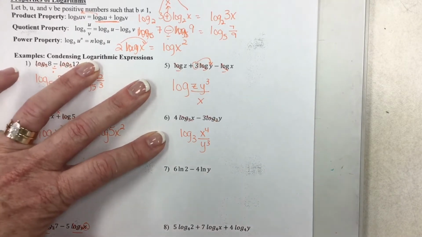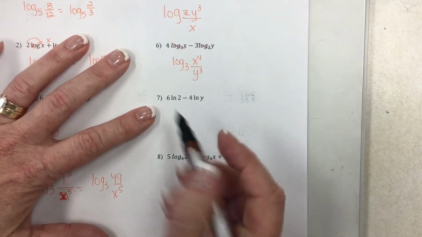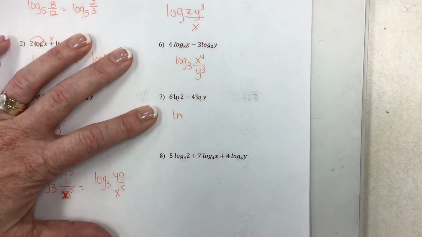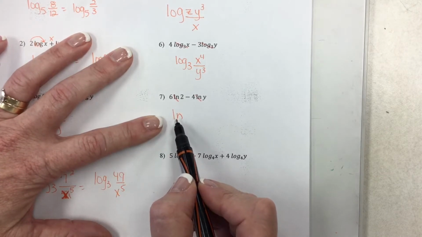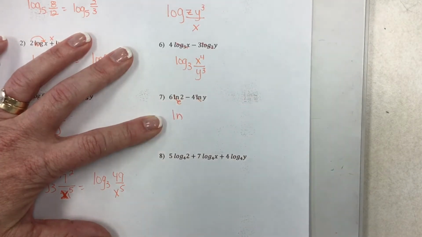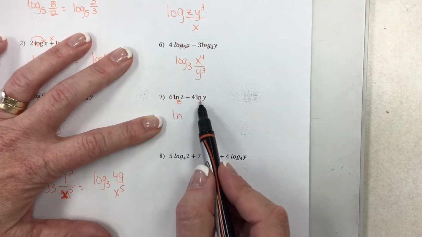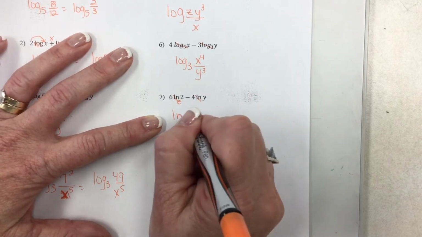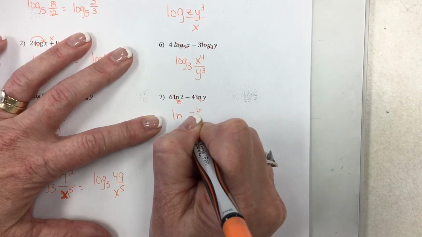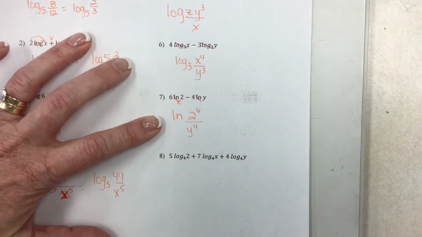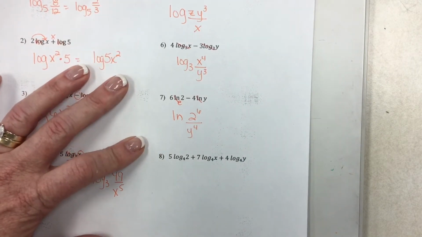Number 7. Okay, what's the ln stand for again? Natural log. Okay, natural log is what that stands for. What's the base on my natural log? E. Okay, we assume that to be there. It's not written, but we treat it exactly like a logarithm. Okay, same properties apply. So that's 2 to this, that would be a 6, all over y to the 4th. Natural log 2 to the 6th, all divided by y to the 4th.